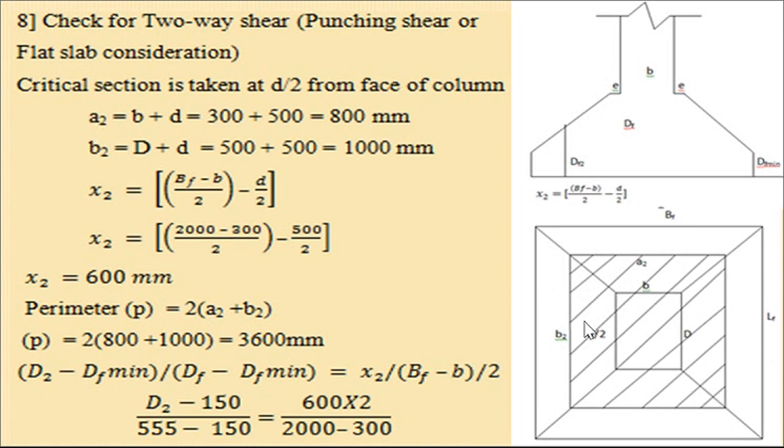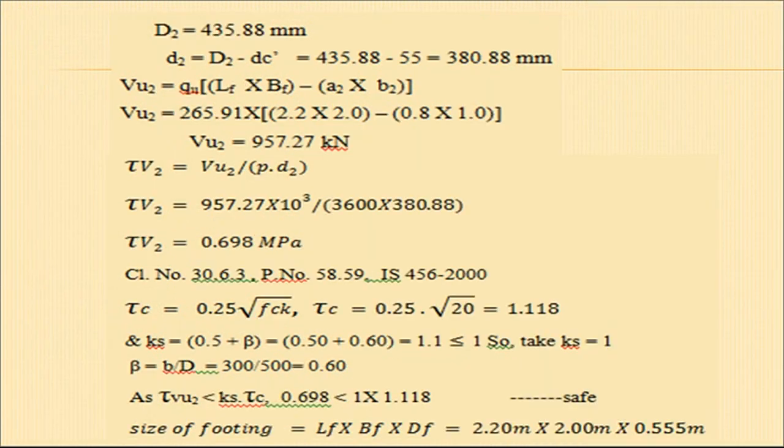So again we can find out the A2. Now this is A2, A2 is equal to B plus D by 2 plus D by 2, so B plus D, and B2 is equal to capital D plus D by 2 plus D by 2. So we get the A2 and B2, and X2 is equal to this distance. Again repeat the same procedure. We get the value of X2. Then perimeter is equal to 2 times of A2 plus B2, and again by similarity of triangles we can find out this D2.